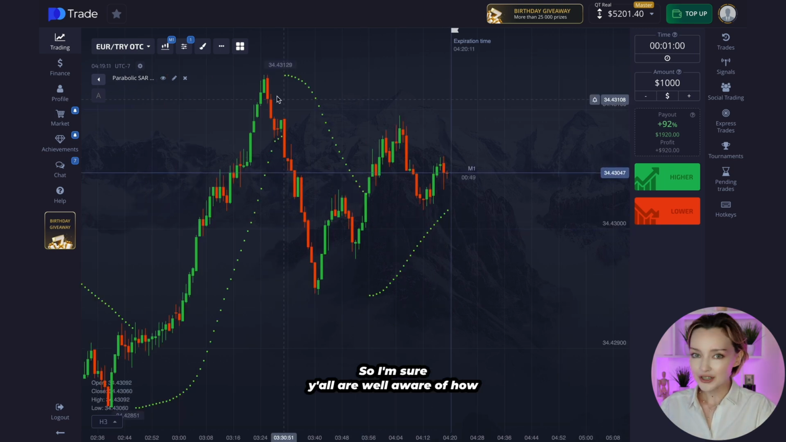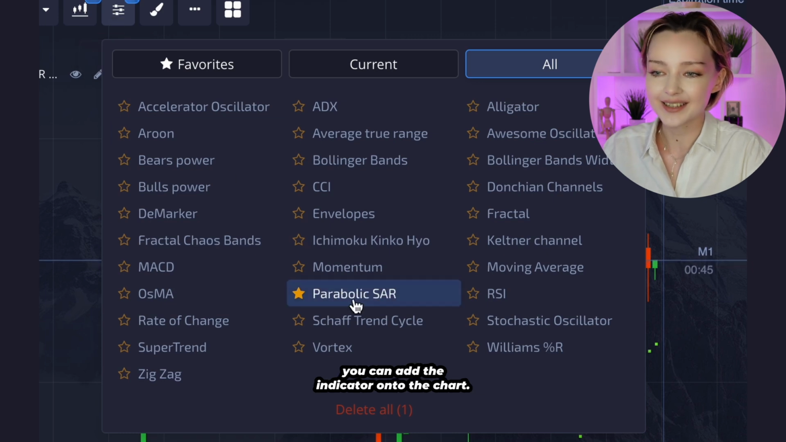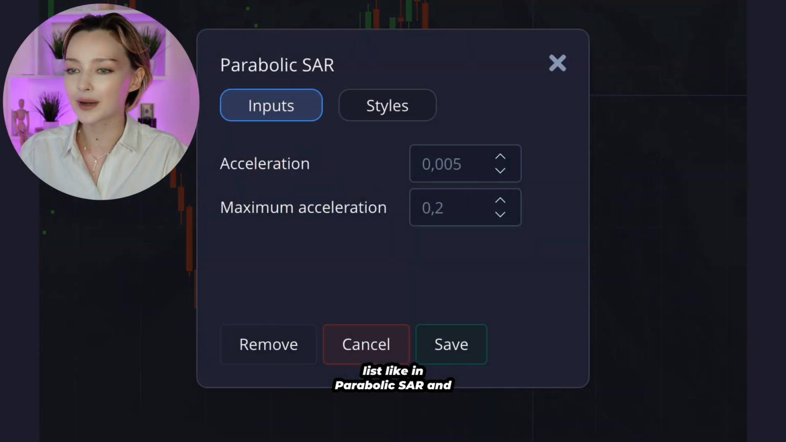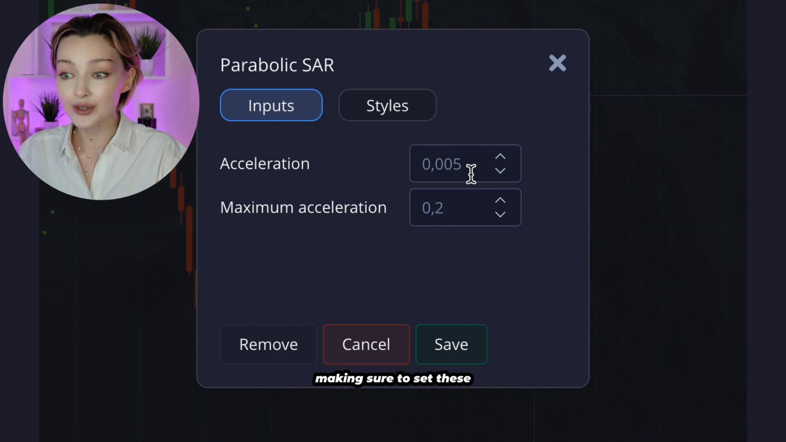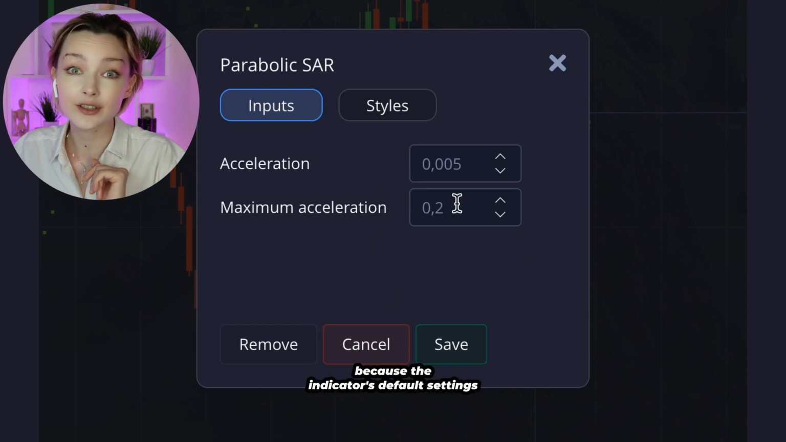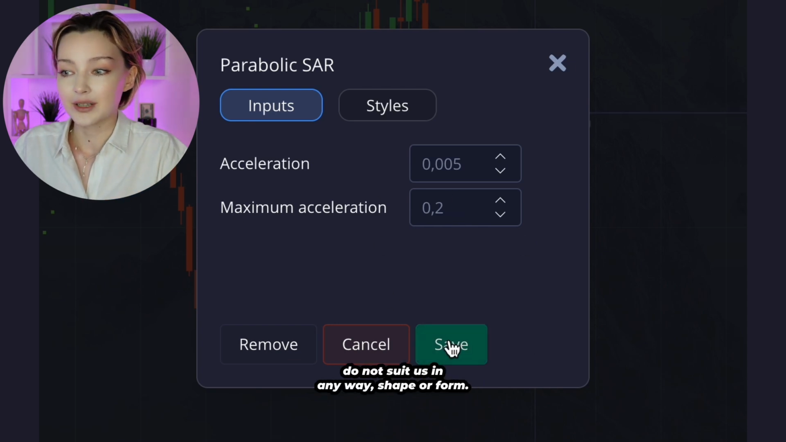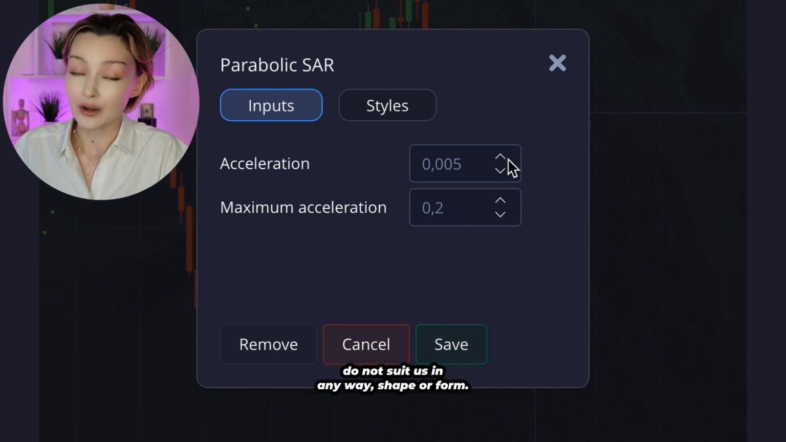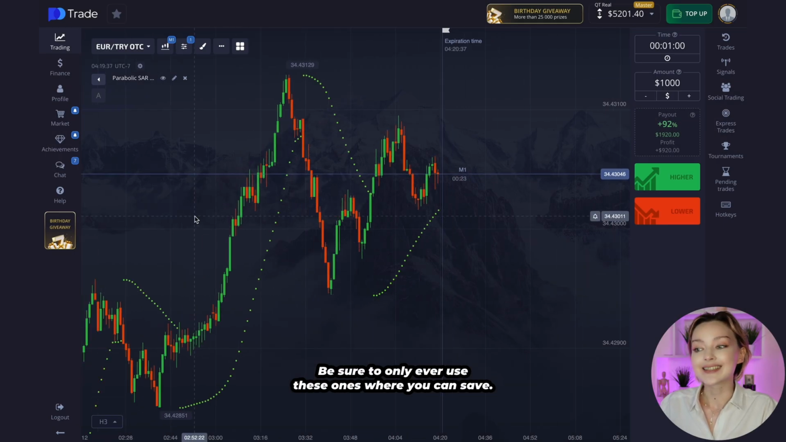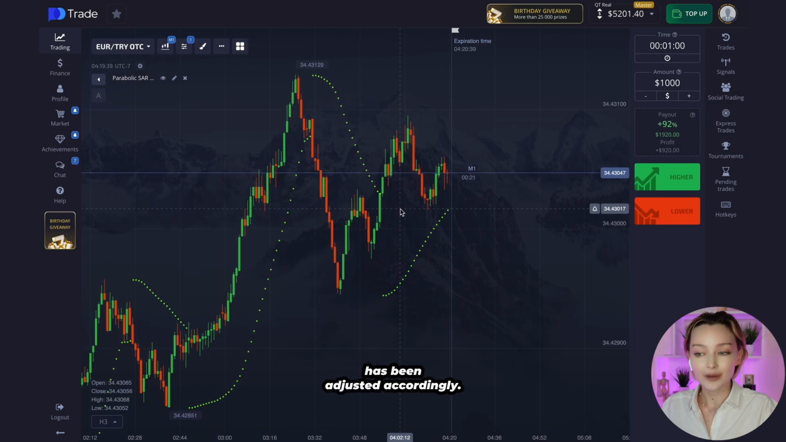I'm sure you're well aware of how you can add the indicator onto the chart. In the top left corner, we open the indicators list, click Parabolic SAR, and make sure to set these settings you can see right now. Don't mess up the zeros. It's very important, because the indicator's default settings do not suit us in any way. Be sure to only ever use these ones. Right click and save, checking if the indicator has been adjusted accordingly.